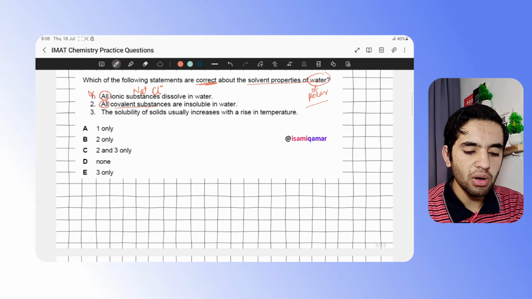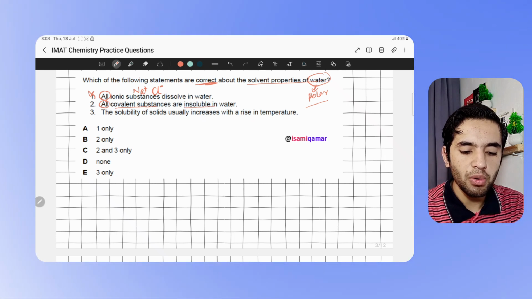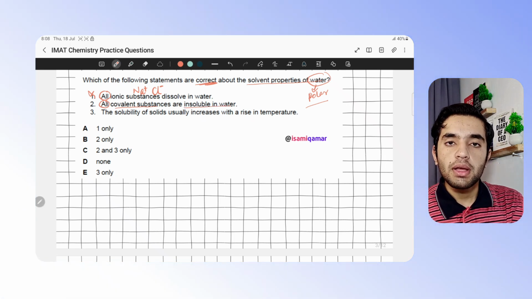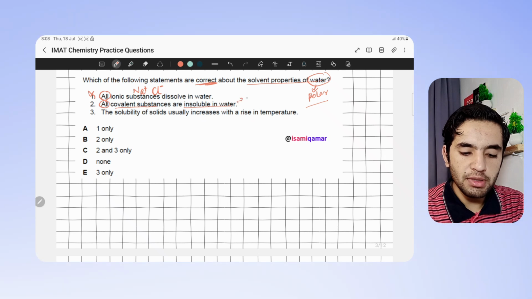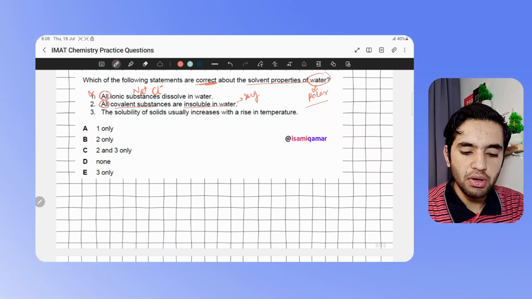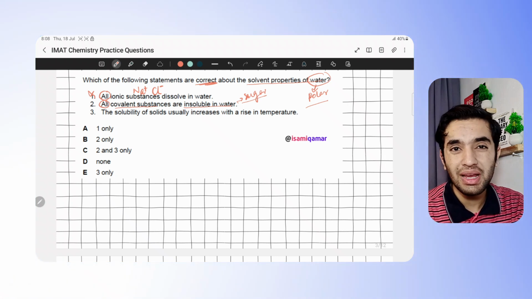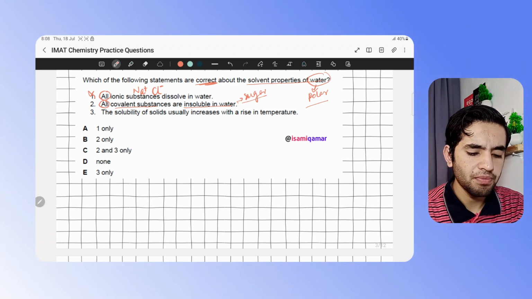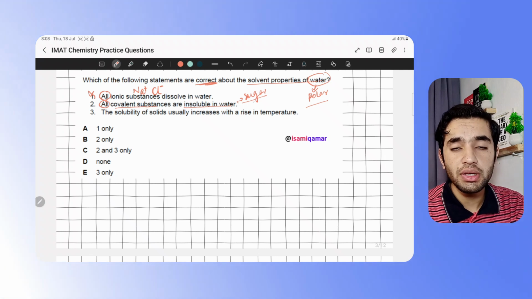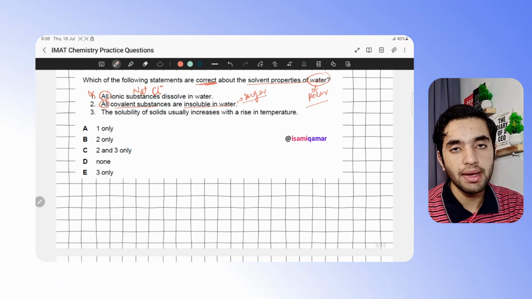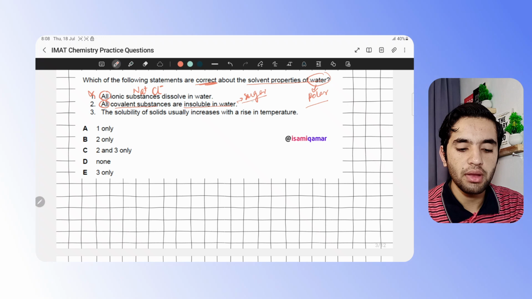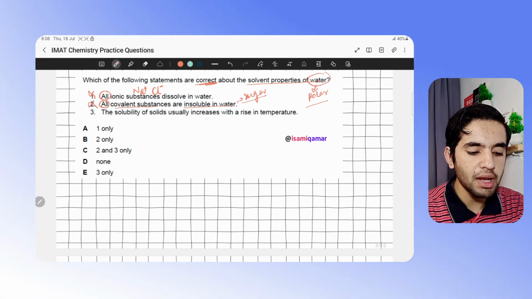So option 2 is all covalent substances are insoluble in water. No. Sugar is also a covalent substance. It is dissolvable in water. You know sugar is a covalent substance and it is soluble in water. So this option is again wrong.